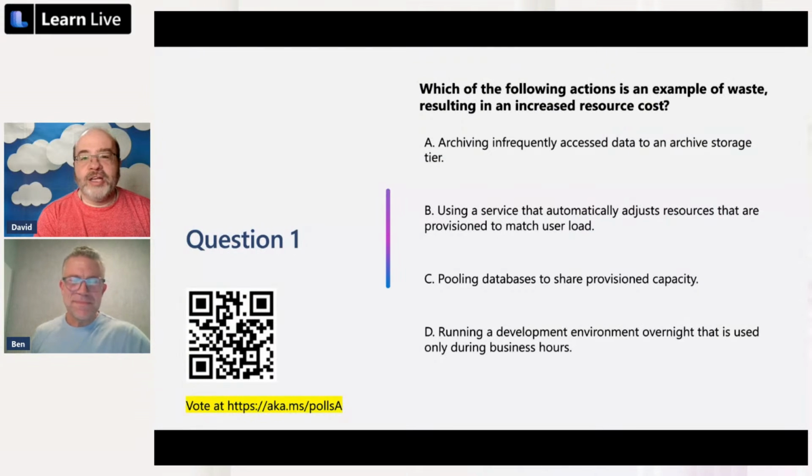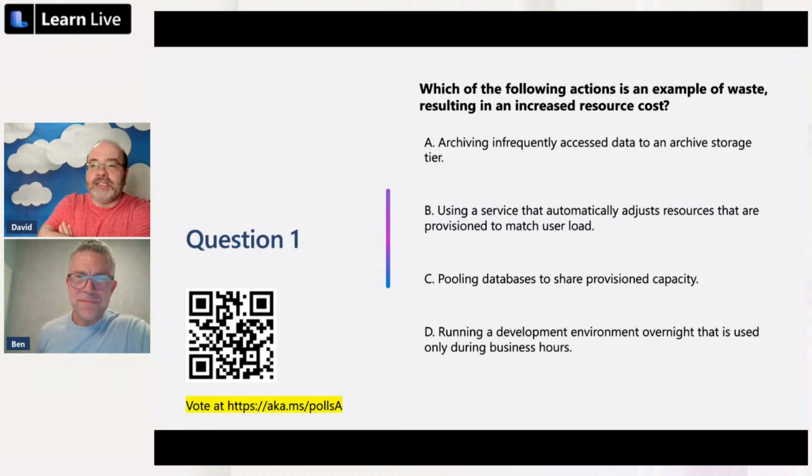So demonstrate knowledge. Which of the following actions is an example of waste resulting in an increased resource cost? A, archiving infrequently accessed data to an archive storage tier. B, using a service that automatically adjusts resources that are provisioned to match user load. C, pulling databases to sheer provision capacity. Or D, running a development environment overnight that is used only during business hours.